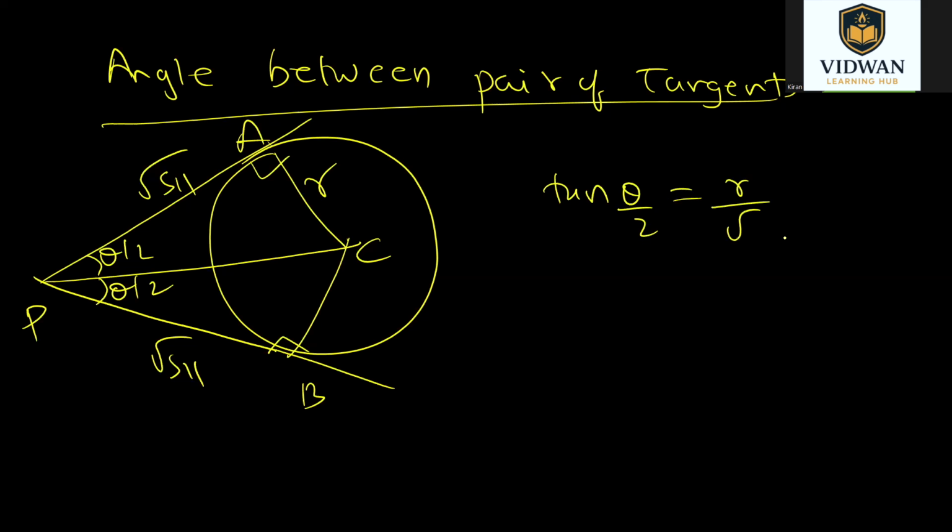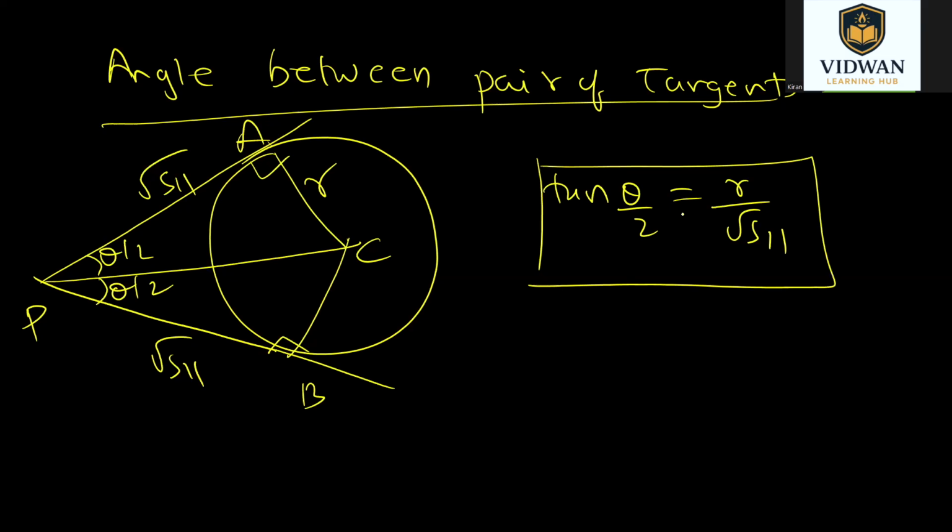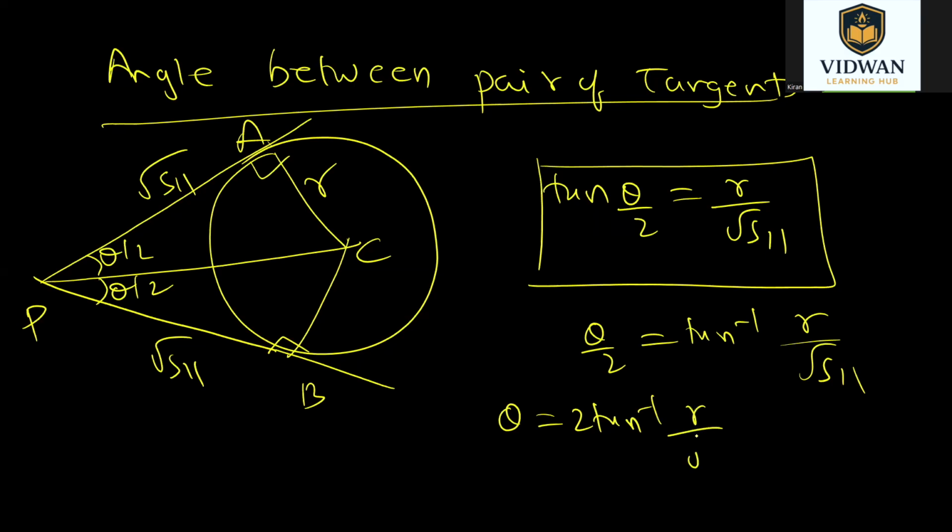So this is the formula to find the angle between tangents. If you know theta by 2, you can obviously find theta. Like what is theta from here? Theta by 2 is tan inverse r by root S11, and theta will be 2 tan inverse r by root S11. So if you want to find a formula, you can find it by writing the 2 tan inverse x formula here. But generally, this would be enough. From this only you can find it out.